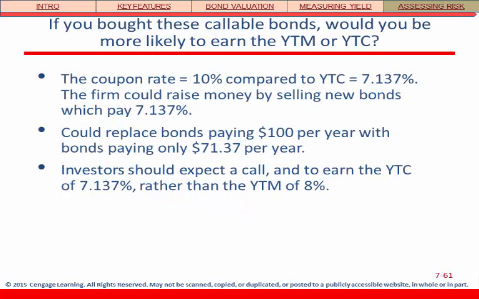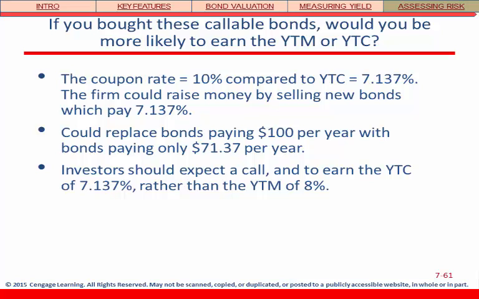So here's another slide that is asking you some more information if you want to think about yield to call questions. If you bought these callable bonds, would you be more likely to earn the yield to maturity or the yield to call? The coupon rate equals 10% compared to the yield to call, which is 7.137%. The firm could raise money by selling new bonds, which pay 7.137%. So in other words, think about this. You could replace the bonds that are paying $100 per year with bonds that are paying only $71.37 per year. If I was an investor, if I invested in these bonds, I would expect these bonds to be called.